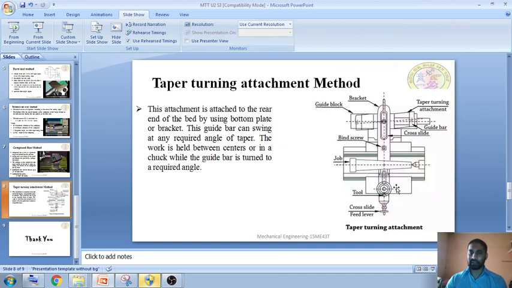Now the cross slide is moved on this guideway, so that the taper turning operation will be performed. Because the guide is swiveled and adjusted to a different angle, the tool moves at a different angle, not parallel to the axis of rotation of the job, but in an angular direction because it is set to an angular direction. Instead of moving on the actual guideways, it moves on the attachment guideways which are set to a particular angle.